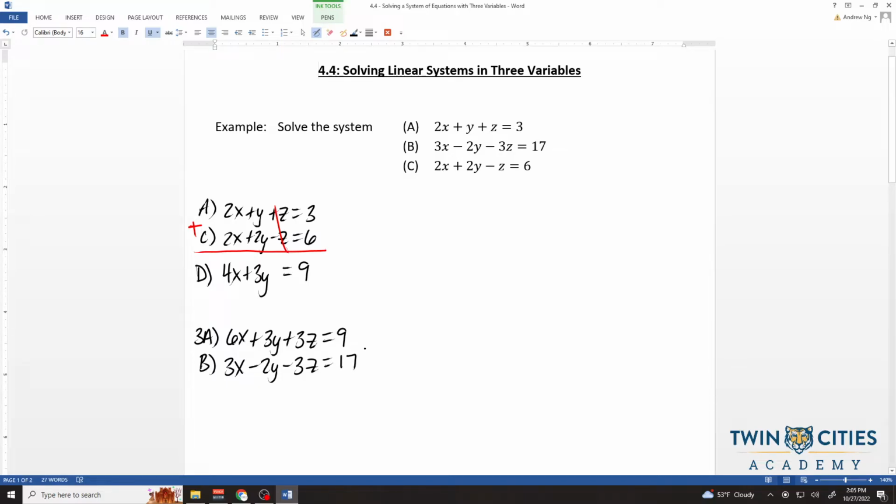All right, I am eliminating the z. I've got exact opposites, plus 3z here, minus 3z here. Opposites, I'm going to add. When I add these together, I'll get 6 plus 3 makes 9x. 3 plus negative 2, so I've got plus 1y. This is equal to, because the z's are going to cancel with each other, 9 plus 17 is going to make 26.